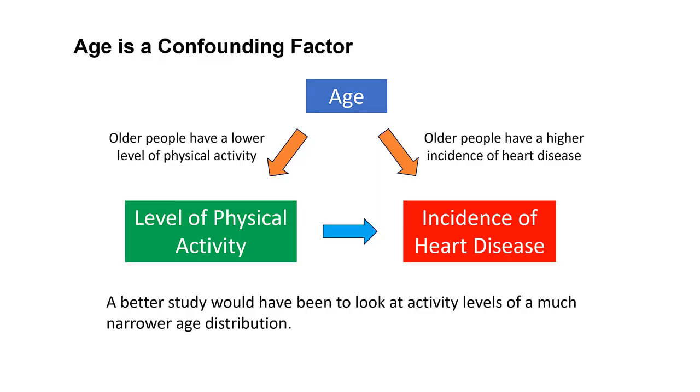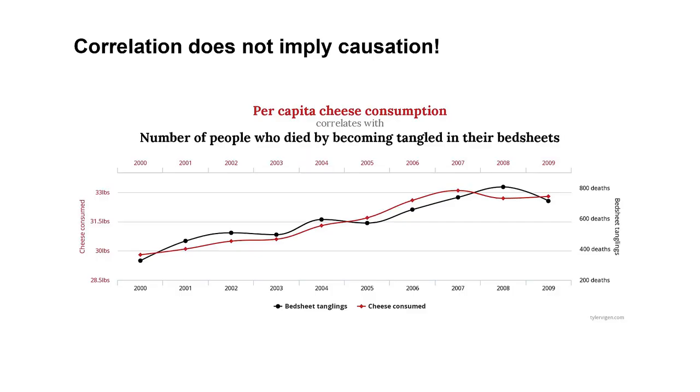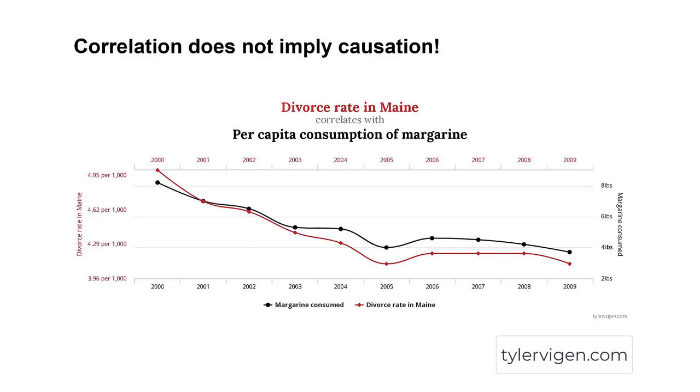So what I'm showing here is correlation does not imply causation. The underlying cause for incidence of heart disease could just be age because of the way that this study was designed. Some other examples that are just kind of comical: per capita cheese consumption correlates very well with the number of people who died by becoming tangled in their bed sheets. So there's a strong correlation there. Or the divorce rate in Maine correlates quite strongly with the per capita consumption of margarine. You got to be really careful. Even though things are correlated, that does not imply that there's a cause and effect relationship.